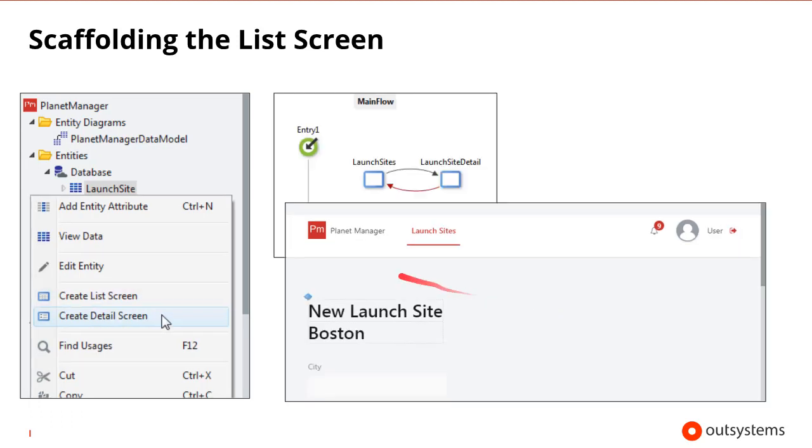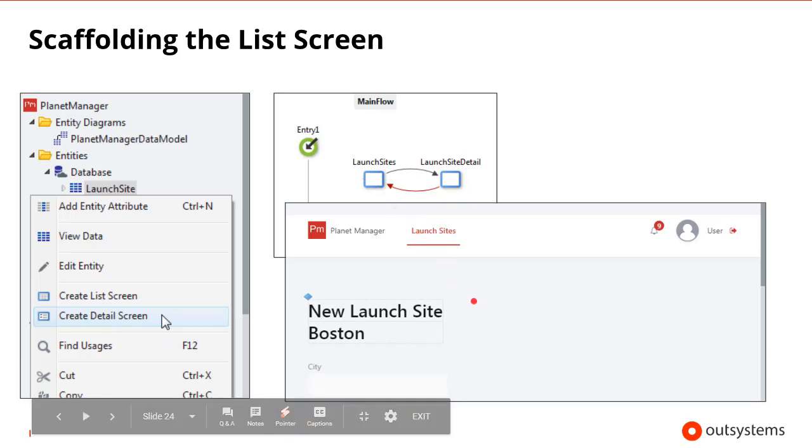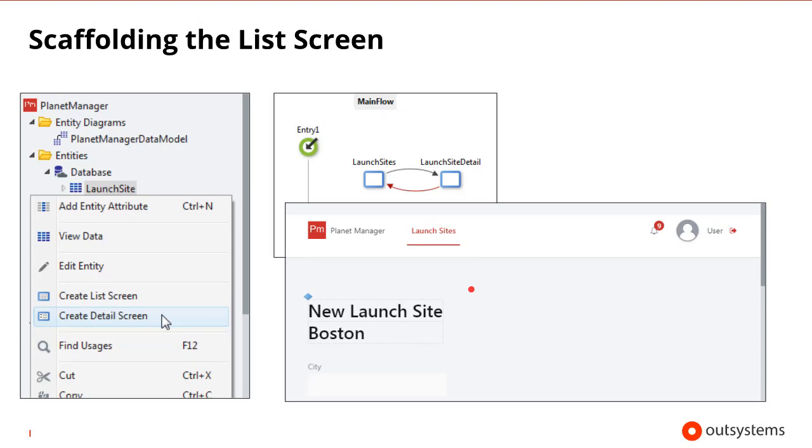And then we can go back and do the same thing to launch site again, asking for the detail screen. Once we have a list screen, the list will be updated to be able to take us to the launch site detail screen. And then the launch site detail screen will be able to take us back to the regular launch site screen. Here you can see the detail screen will just list all of the different attributes and allow us to update them. So let's go ahead and get started on creating these screens.